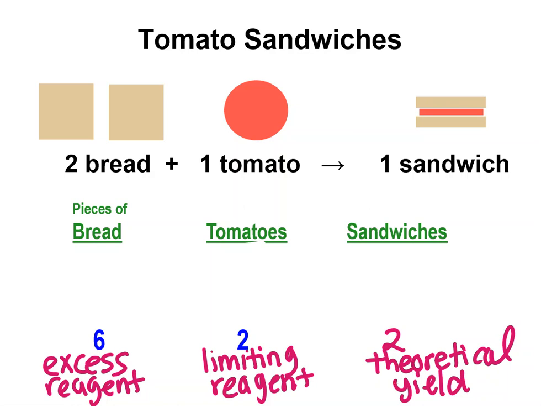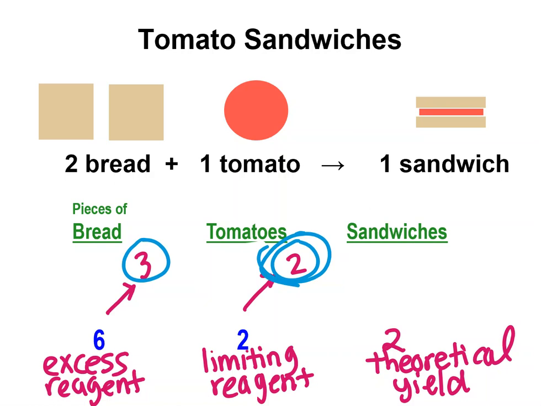But if it's more complicated in chemistry, the way that we do this for chemical reactions is we'll look at each reactant and see how much product it could produce. In other words, I could look at 6 pieces of bread and say, okay, I would get 3 sandwiches. And I could look at 2 tomatoes. That would give me 2. And then I would compare these 2 numbers and say which one is lower, and that's going to be my theoretical yield. So we'll go through those steps with some chemical reactions.